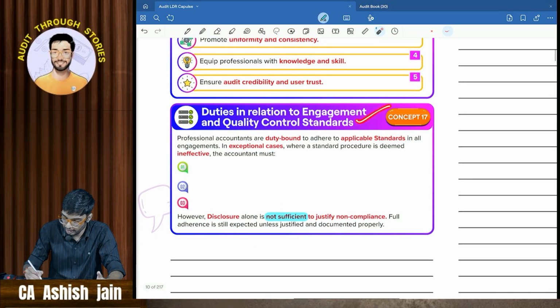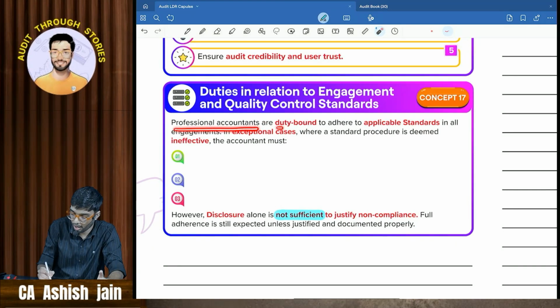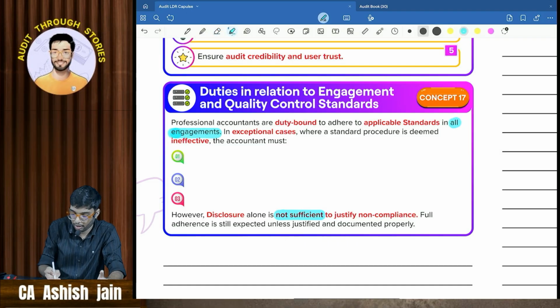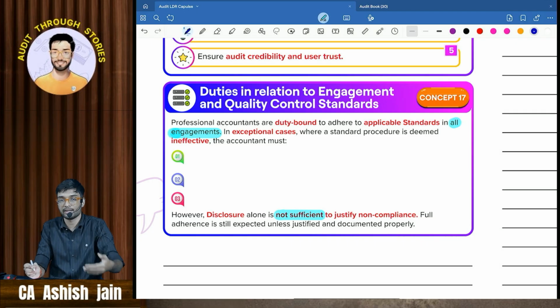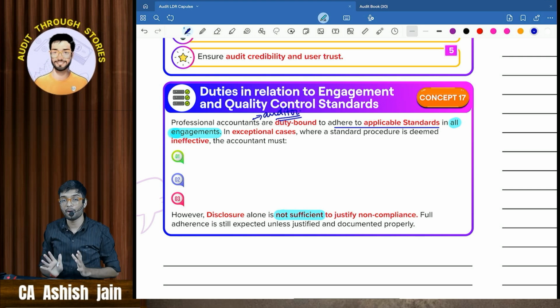Then, duty in relation to engagement and quality control standard. Okay, so professional accountants are duty bound to adhere to the applicable standards in all engagements. Remember this phrase, in all engagements. Who are professional accountants? Auditors are nothing but professional accountants. They are duty bound to adhere to applicable standards, to follow the standards in all engagements.